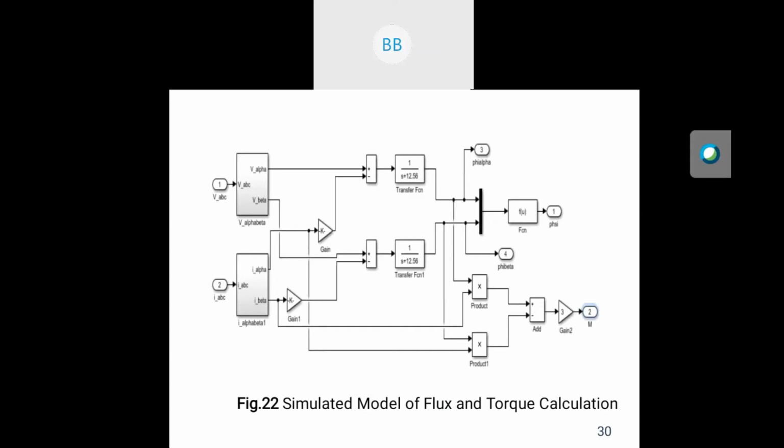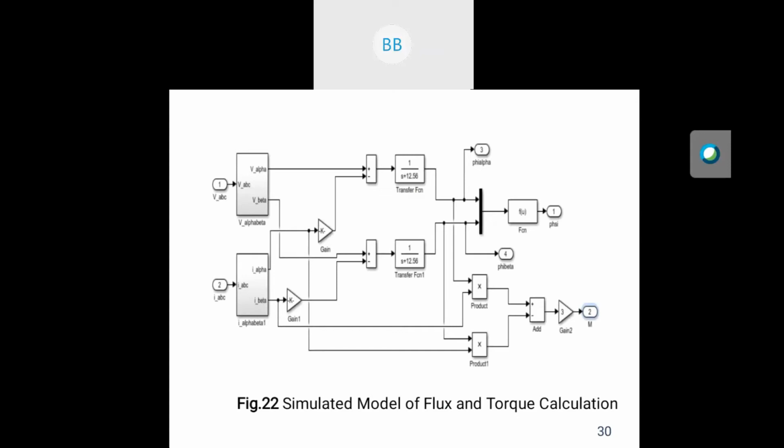Here Vs beta and Is beta are stator voltage and stator current in beta axis. The equation of flux is equal to root over psi alpha square plus psi beta square, and the equation of torque is T equal to P into psi s alpha into Is beta minus psi s beta into Is alpha. Here P is the number of pole pairs. So by using all these equations, we have simulated this diagram.